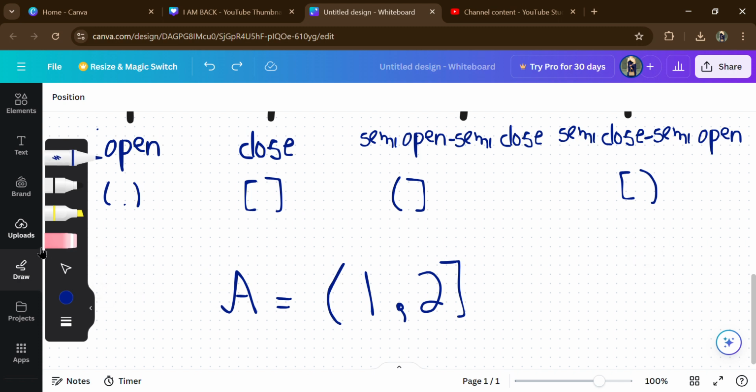If we talk about the reciprocal, or semi-closed and semi-open, it's the opposite, where we put the square bracket first and then the round bracket. Now in this situation we'll consider 4 but we won't consider 2.